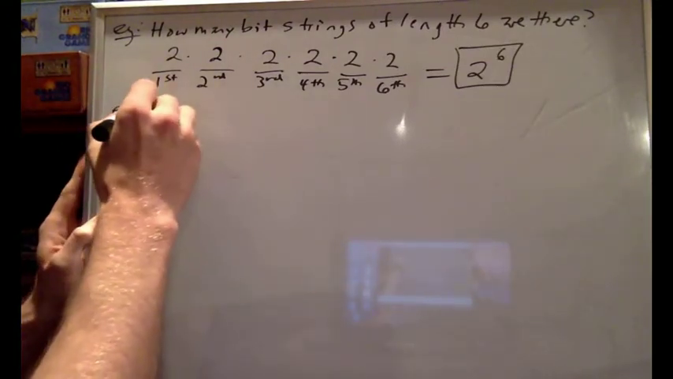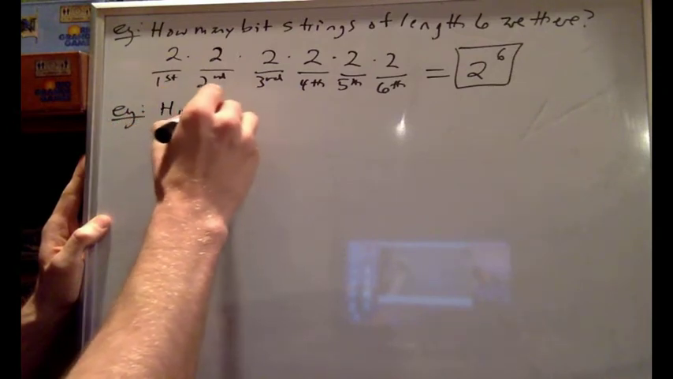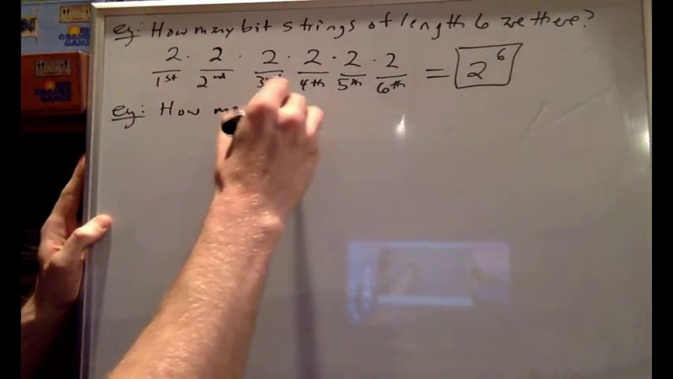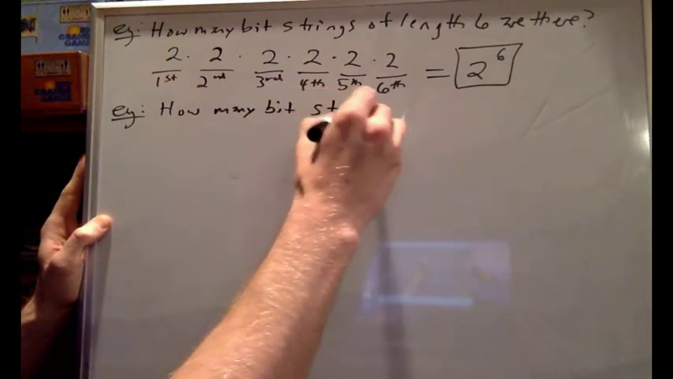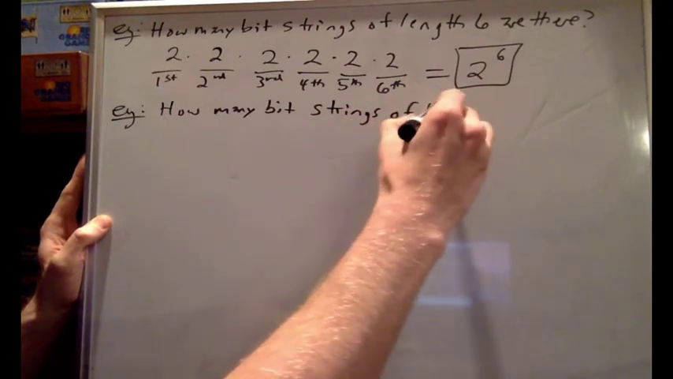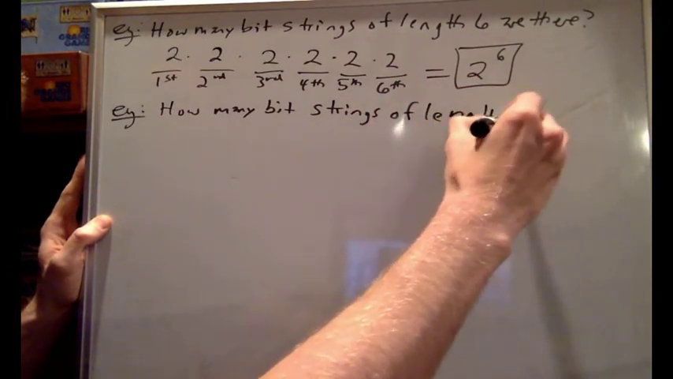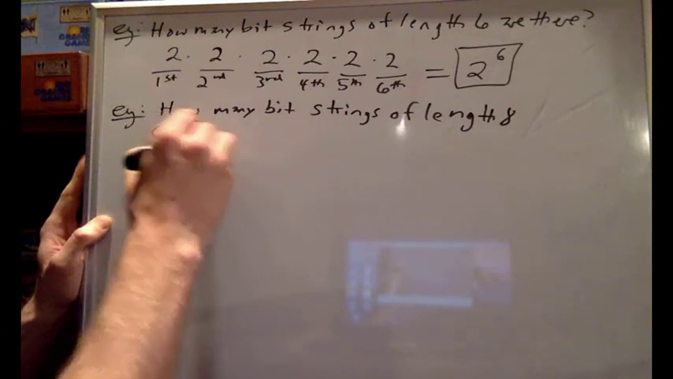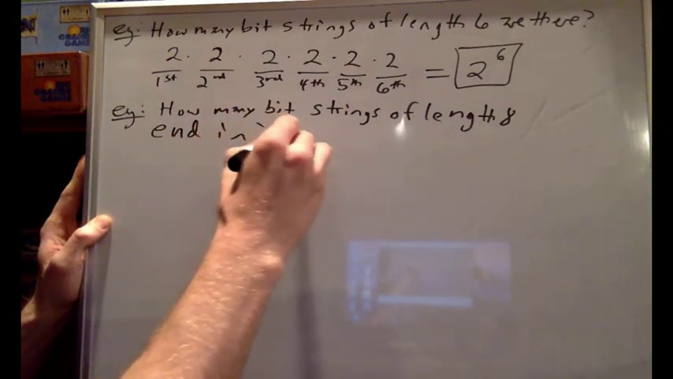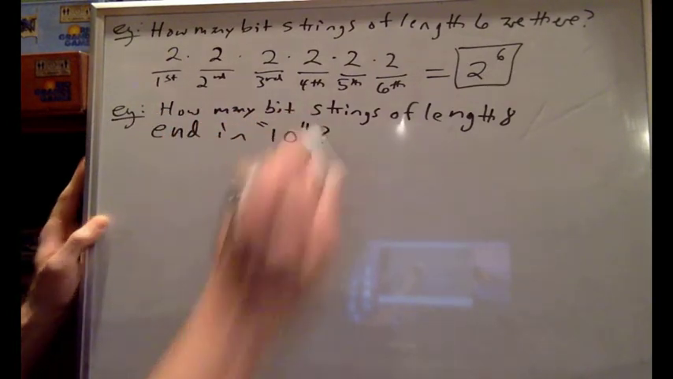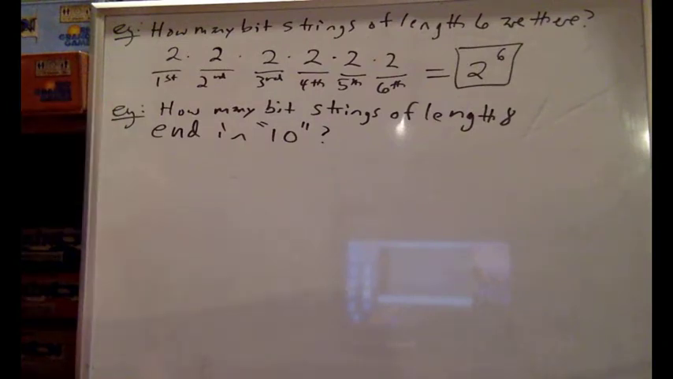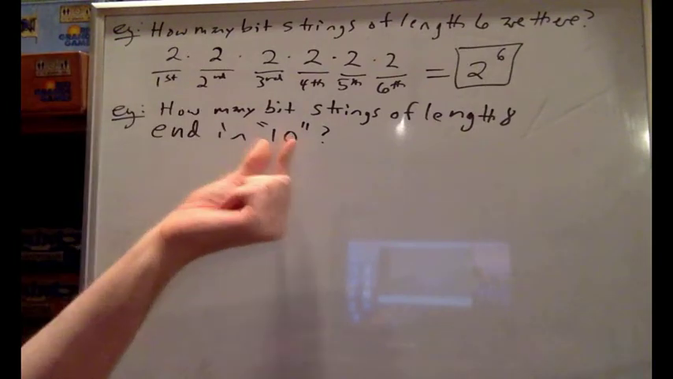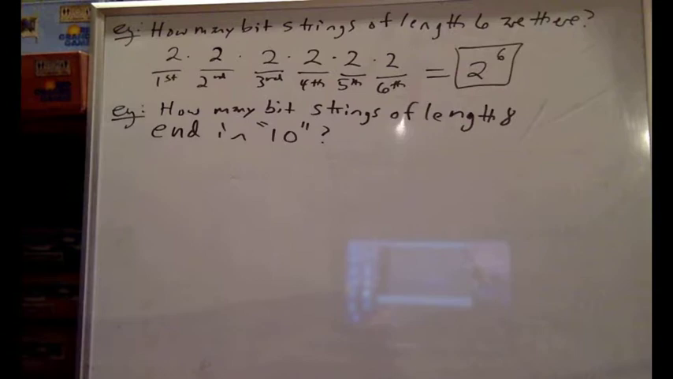So the next question is, how many bit strings of length 8 end in 1, 0? So how many bit strings of length 8, but I've specified what the last 2 bits are?